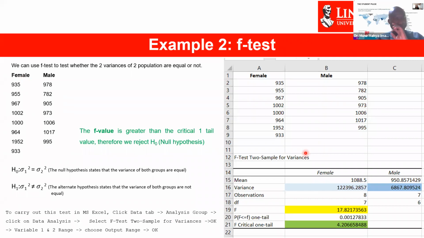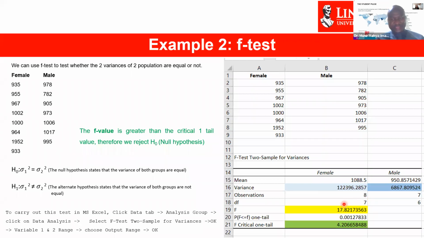Now, when you get this result, two values are what we actually need here, which are the F value and the F critical one tail value. If you look at this place, you see that the F value is 17.821 and other digits. Now, if you look at the F critical value, you see that it is 4.20665 and the like.